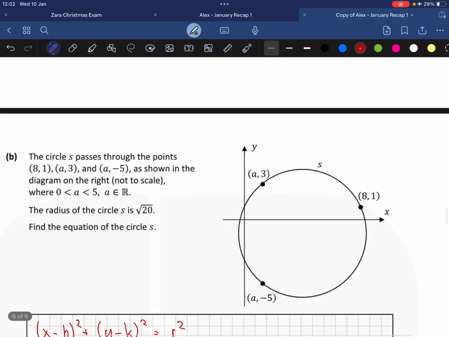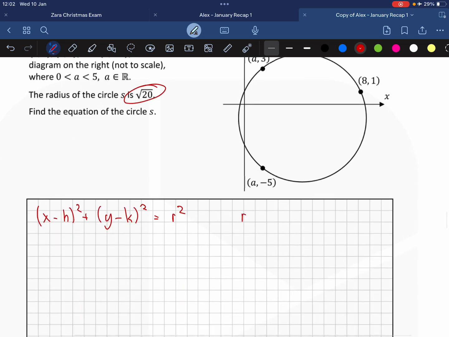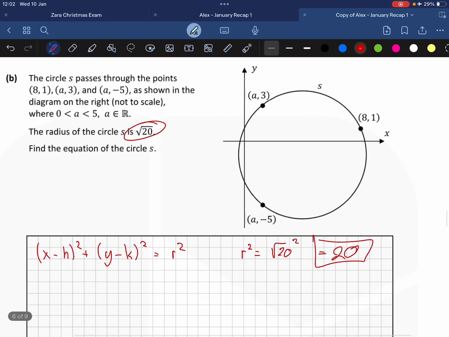It tells us the radius here. So we know that r squared is equal to the square root of 20 squared, which is just 20. So that's going to be our radius there. Now, another thing to note. Because we have an a here and an a here, the midpoint between these two points, somewhere here, is going to be where the center of the circle lies. So if we draw an imaginary line, right about here is going to be the center.